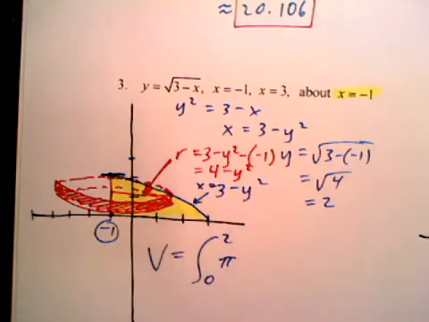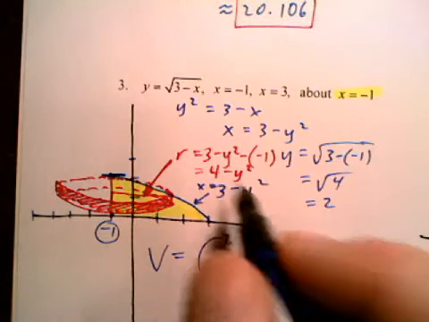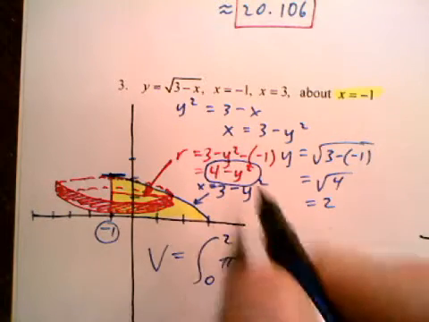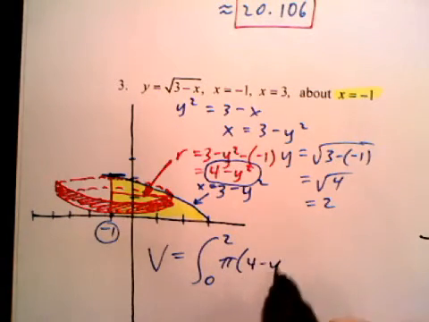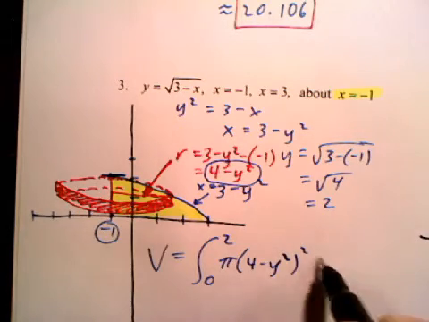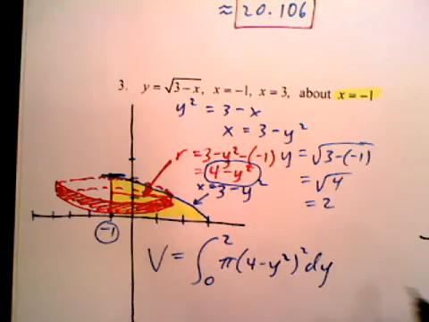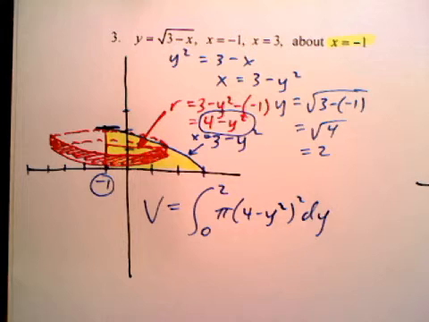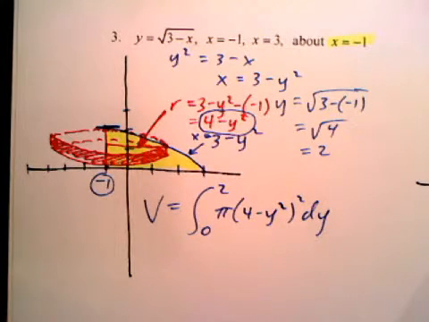Is that what the other one was? I don't remember. Nevertheless, pi times the radius, that's the radius right there, times the radius again, squared, dy.